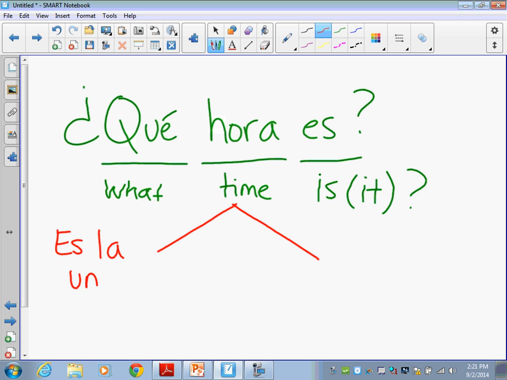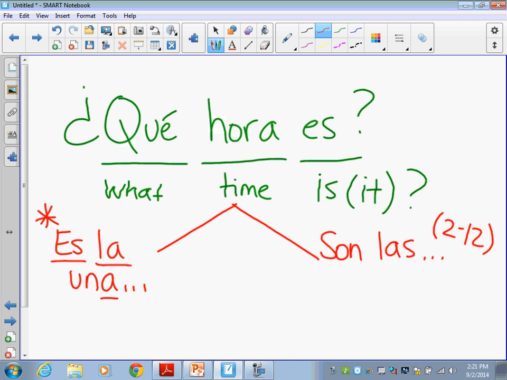Es la una es una excepción. When it is 1 o'clock, saying there is an hour on the clock, we're going to use a singular form. Es la una. There is an hour on the clock. Versus son las 2, 3, 4, 5, 6. For every other time, we're going to use a plural. It is 2 or 3 or 4 or 5 o'clock, all the way through 12 o'clock.